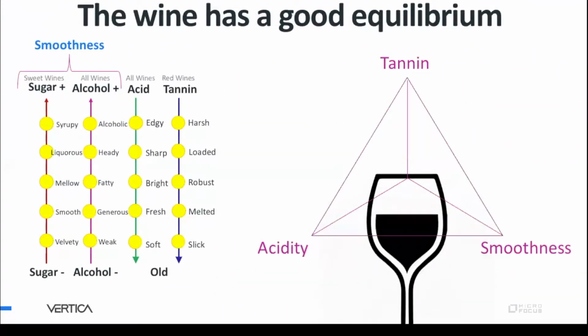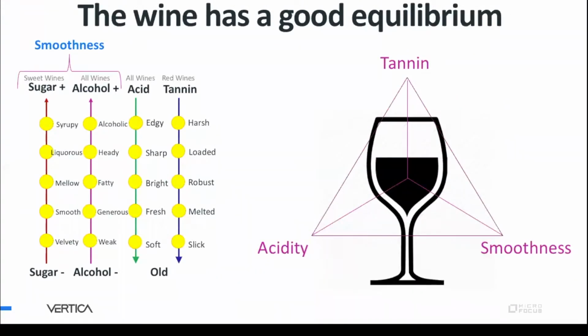But the most interesting one is this one. The wine has a good equilibrium. What is a good equilibrium? We have three main variables, which are the tannin, the acidity, and the smoothness. We will define a wine according to these three components. The wine can be liquorous, syrupy, heady, fatty, depending on the composition.